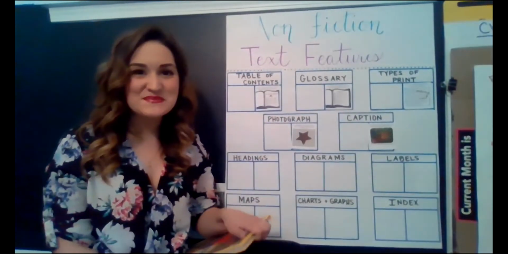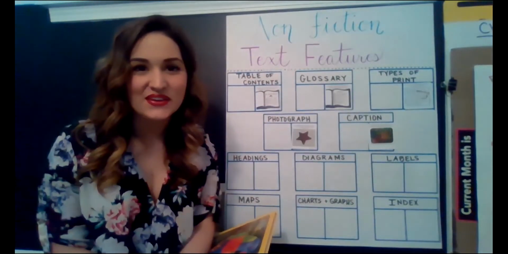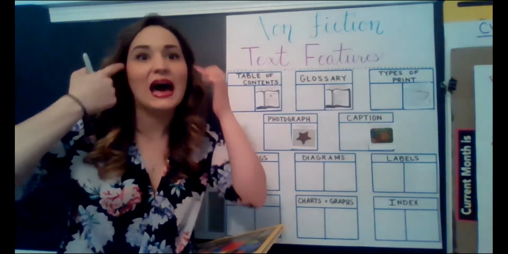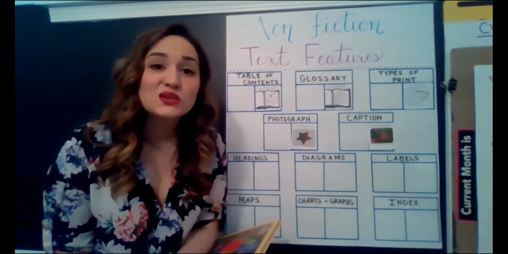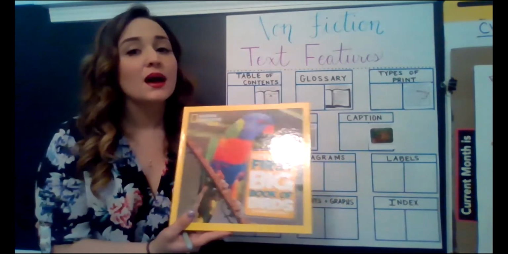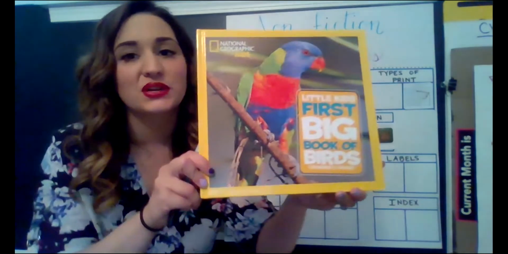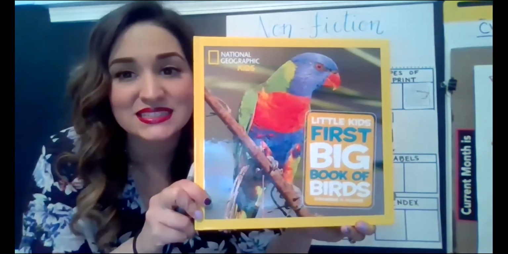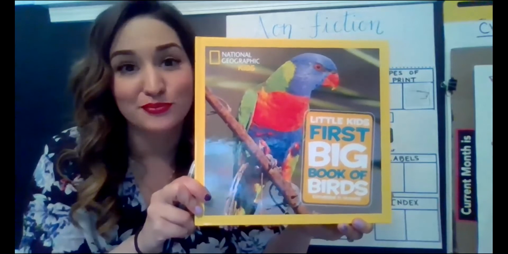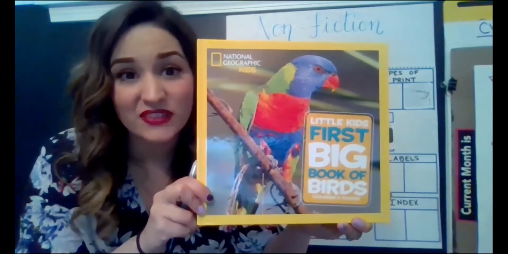Great. Okay, welcome back, my friends. I hope you enjoyed that little video and it made your mind start thinking about what nonfiction is going to look like. So today we're going to read just certain pages from this book together. It's called Little Kids' First Big Book of Birds. And this is a nonfiction text.